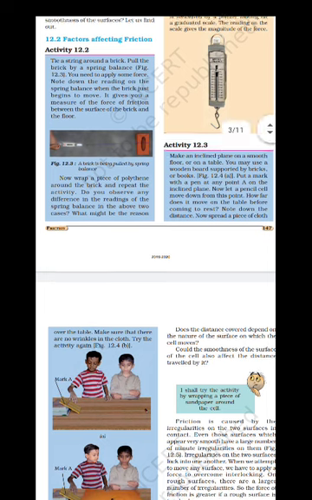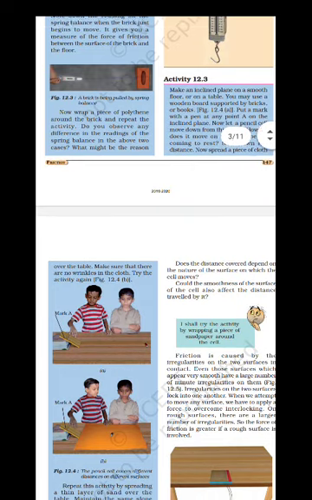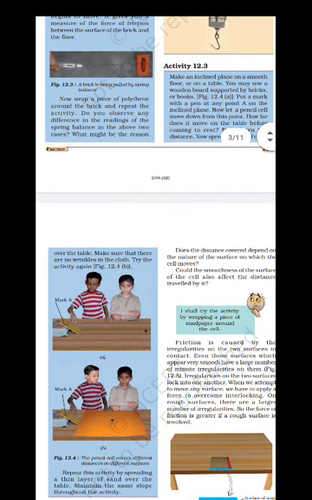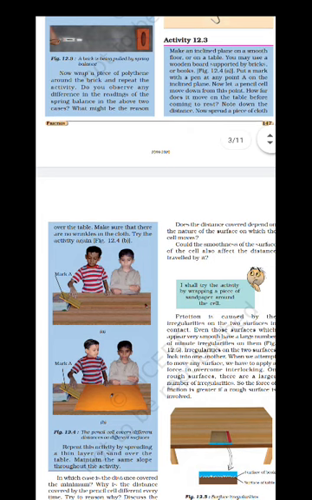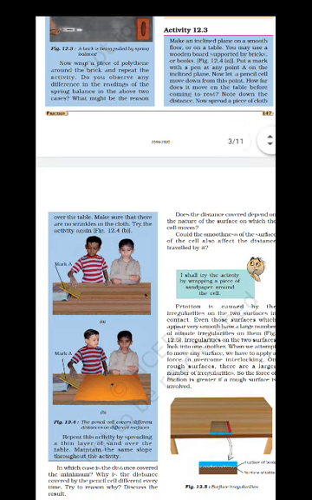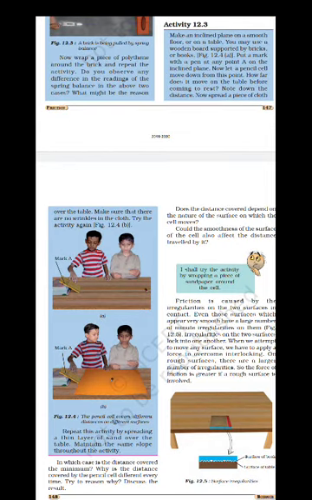Now, similarly, you can make another activity like this. See, in activity 12.3 they have shown that you make an inclined plane on a smooth floor or a table, and you may use a wooden board supported by bricks or books. Put a mark with a pen at any point A on the inclined plane. Now let a pencil cell move down from this point. How far does it move on the table before coming to rest? Note down the distance.